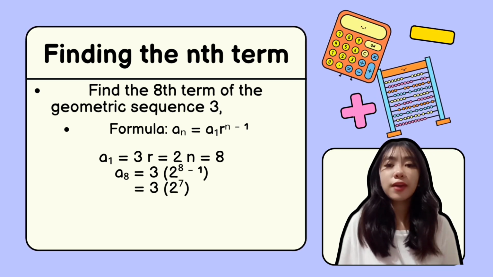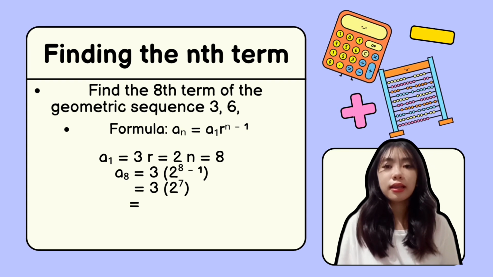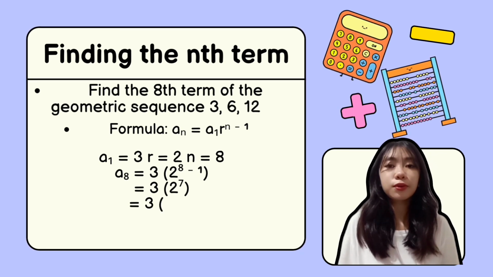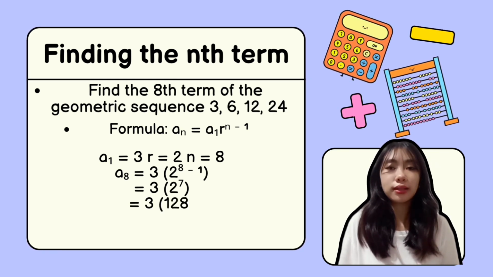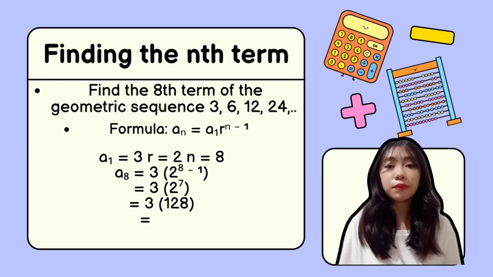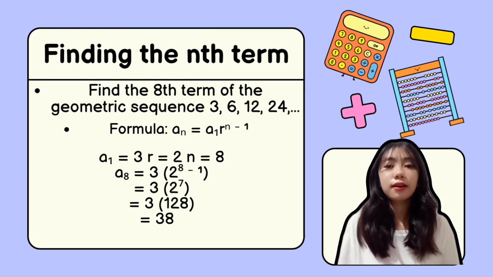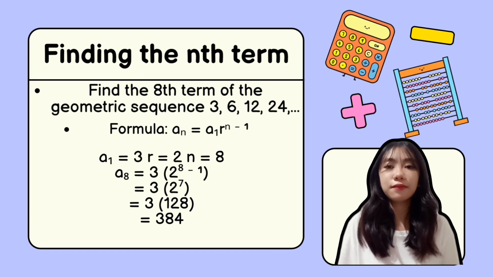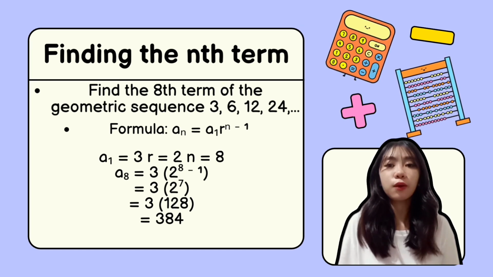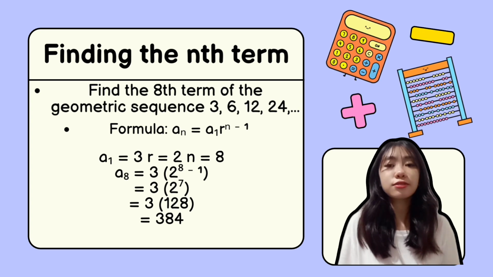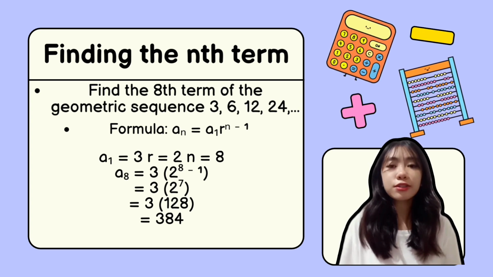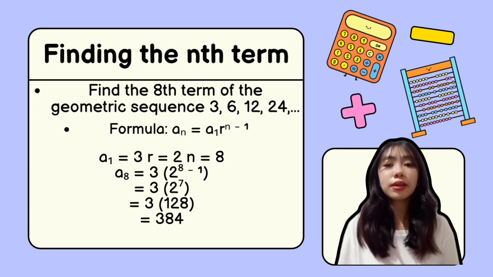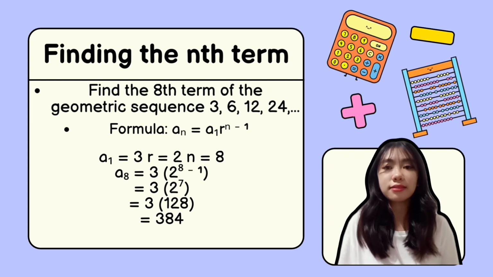After getting the formula, we're going to substitute the values. So a sub 8 is equal to 3 times the quantity of 2 raised to 8 minus 1. The first thing that we're going to do here is to solve the exponent. So 8 minus 1 is 7. So 3 times the quantity of 2 raised to 7. After solving the exponent, we're going to solve for what's inside the parentheses.